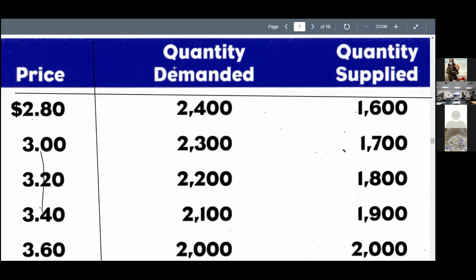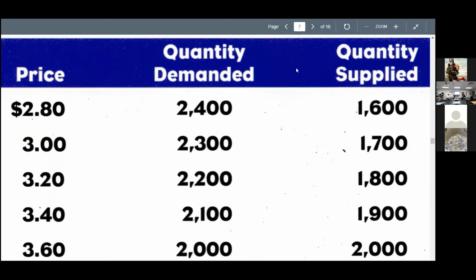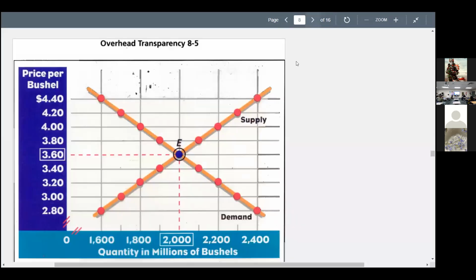Price is always going to be on the left. Quantity demanded was the first unit we did. Quantity supplied was the next unit we did. At 280, we have 2,400 and 1,600. At $3, we have 2,300 and 1,700. Now we're going to place the points, and that's going to give us both our curves. So when we do that, this is what we end up with. This is your market curve.